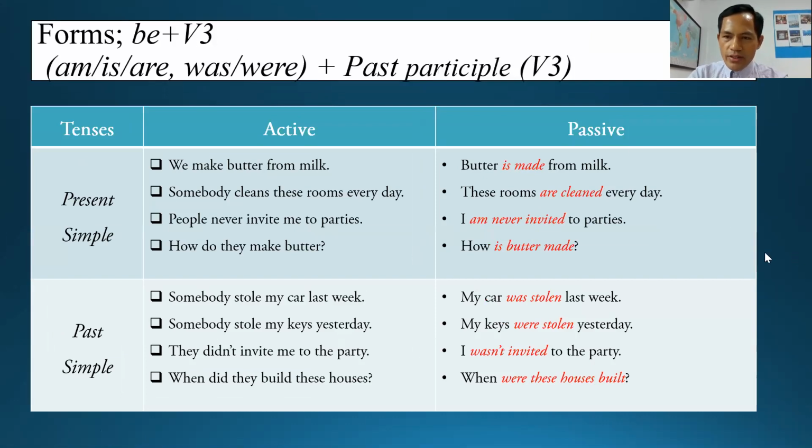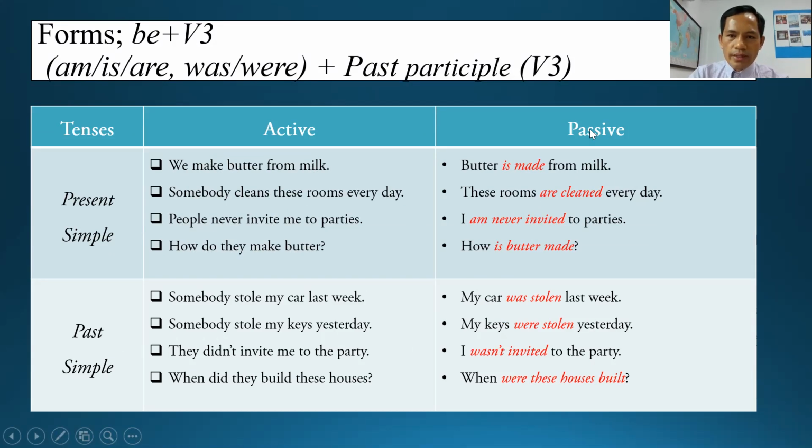Okay, as I have mentioned here, this is the introduction. So there are a lot of sentences for active and passive, and the tenses. The first group of sentences are here. We make butter from milk. Somebody cleans this room every day. And then here, people invite. How do they make butter? Do they make is question form. They are all present verb, verb one, let's say.